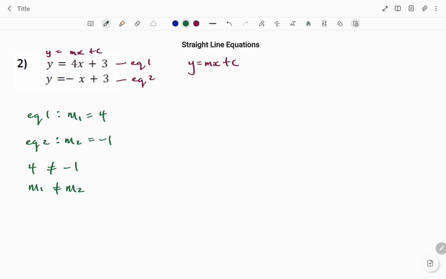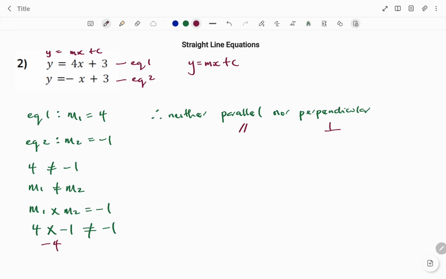If I do a check and see if m1 times m2 equals -1, my check is I have 4 times -1, which is not equal to -1 because 4 times -1 is -4. Therefore, these equations are neither parallel nor perpendicular. Let's go to the last example.